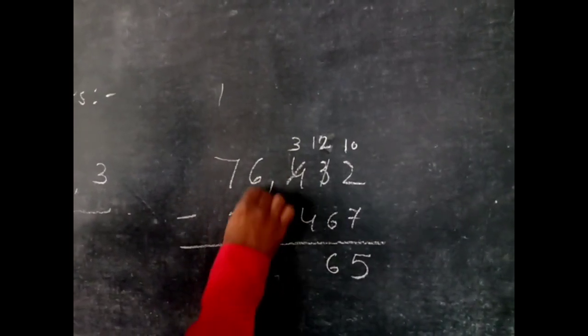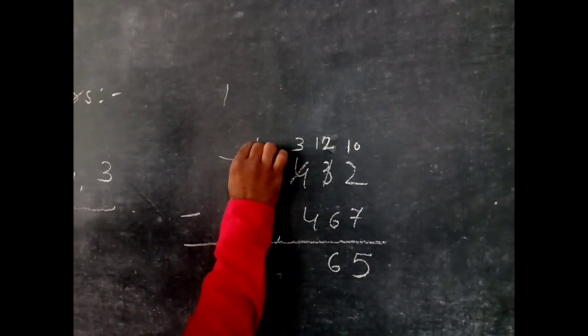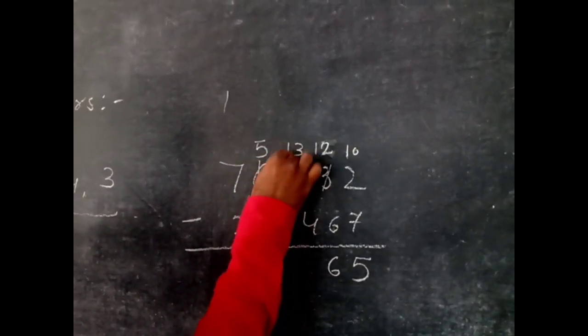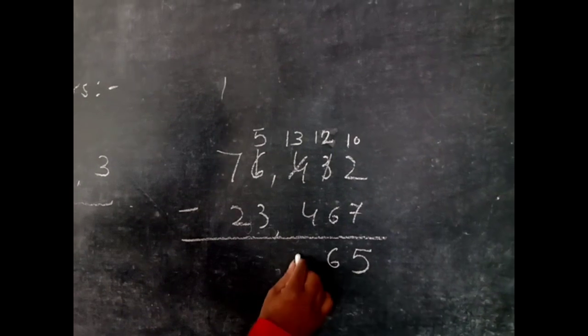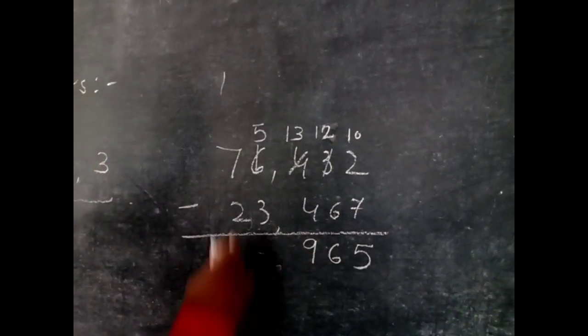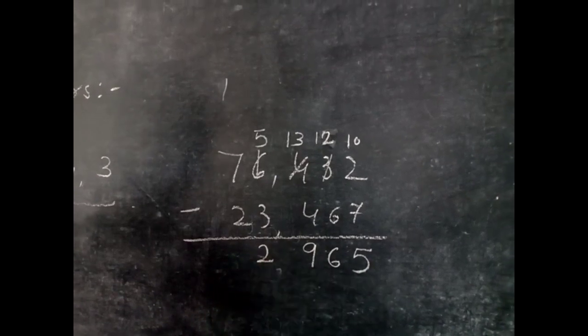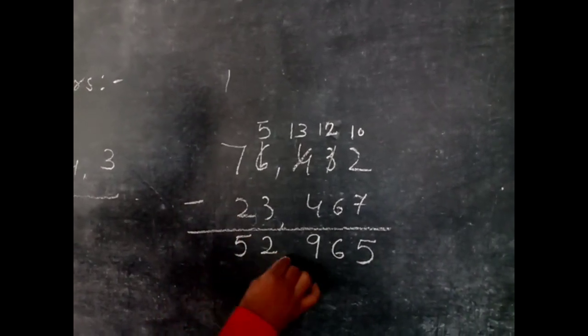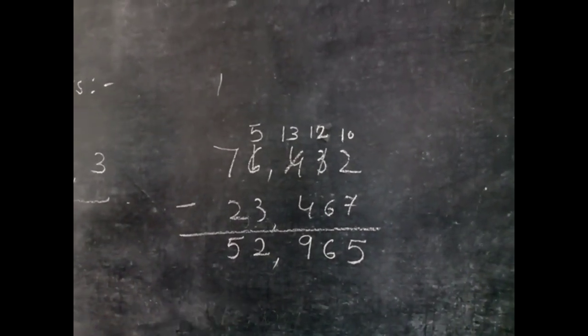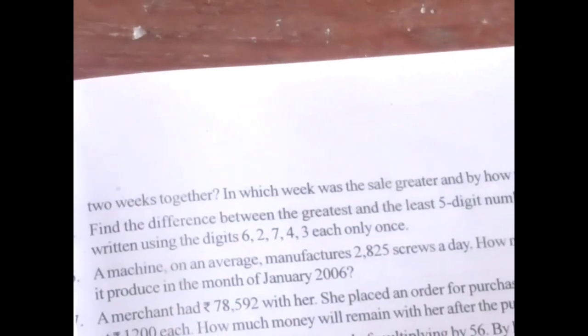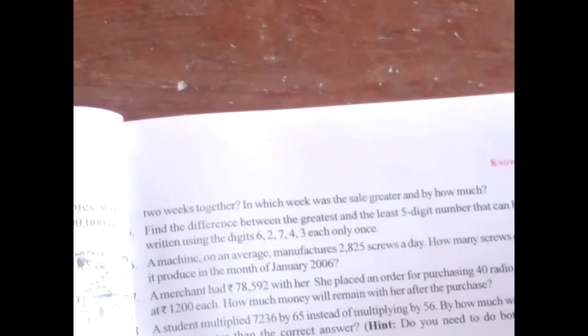3 minus 4 again is not possible, so we must borrow from 6. What remains over here? 5. And here we get 13. So 13 minus 4, what will we get? 9. Right? Now 5 minus 3, 2. 7 minus 2, 5. So what's the difference between them? 52,965. So the difference between the greatest and the least 5-digit number is 52,965. So all of you understood? Sure? Okay. Let's go for the next.